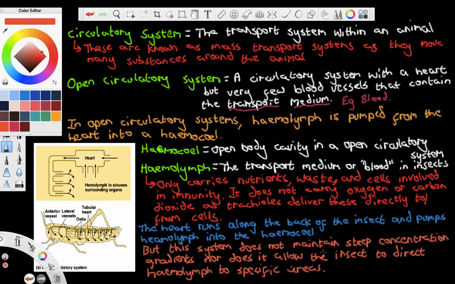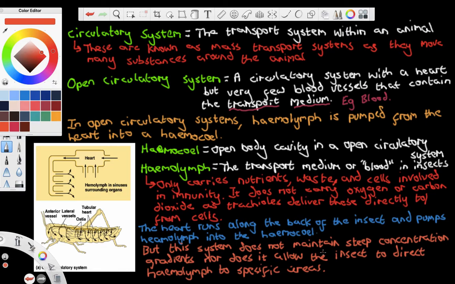So, a circulatory system is a transport system within an animal. They're also known as mass transport systems, as they move lots of substances through animals. One example of a circulatory system is the open circulatory system. This is a circulatory system with a heart but very few blood vessels that contain a transport medium. Transport mediums are things like blood or hemolymph.